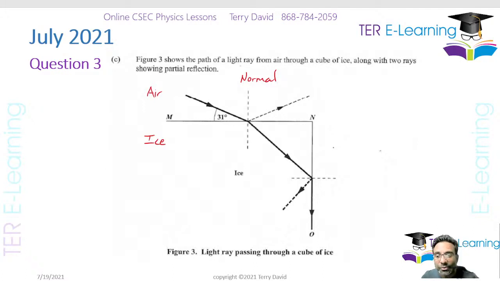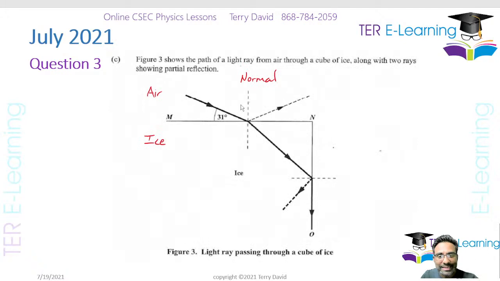And the question asks, what is the angle of incidence? Those of you who put 31 degrees, that is not correct, right? You need to measure between your normal and your incident ray. So therefore, this angle here is what they're asking us for. That angle there is simply 90 minus 31. So the angle of incidence here is going to be 90 degrees minus 31 degrees, and that's going to give me something.